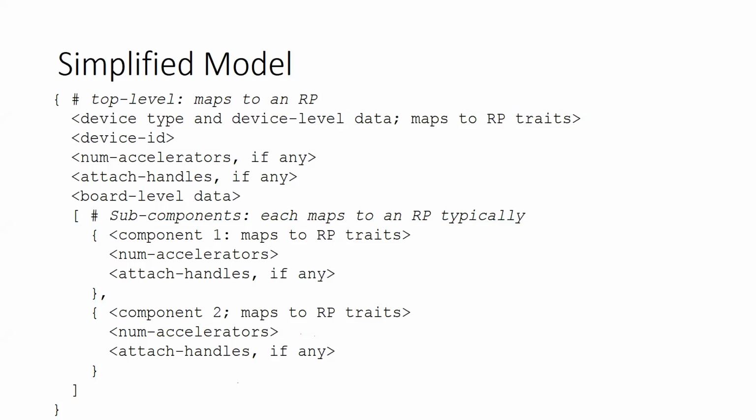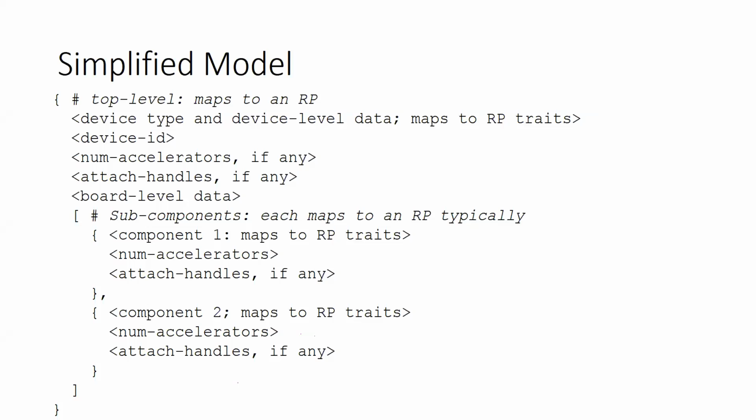And then at the top level itself, we have a bunch of accelerators. Maybe there are no components per se. Maybe there's only one component. So we have a bunch of accelerators there. You could have multiple attached handles, board level data, and so on. And potentially there could be subcomponents as well. Like in the case of FPGAs, could be regions, and they in turn correspond to resource providers.